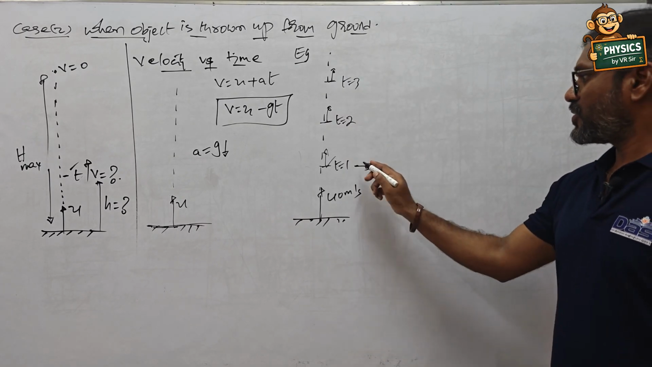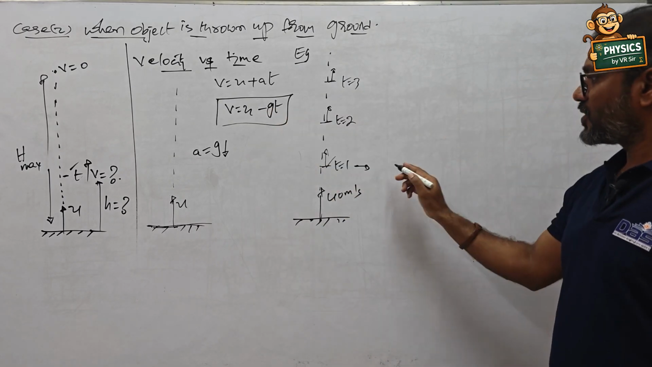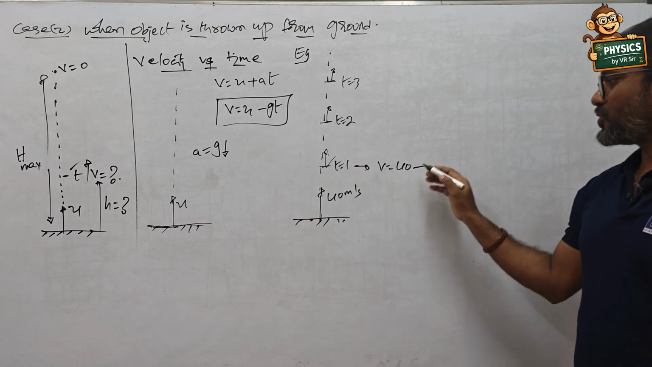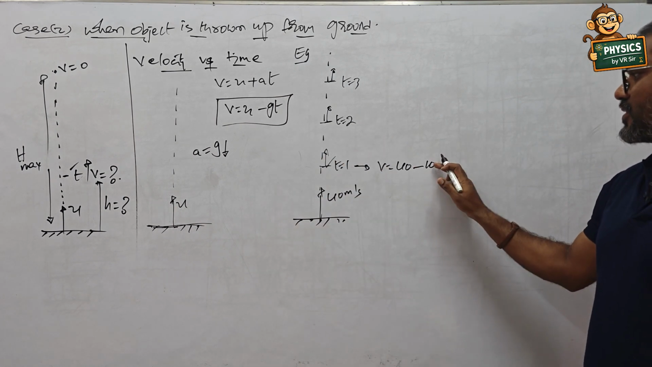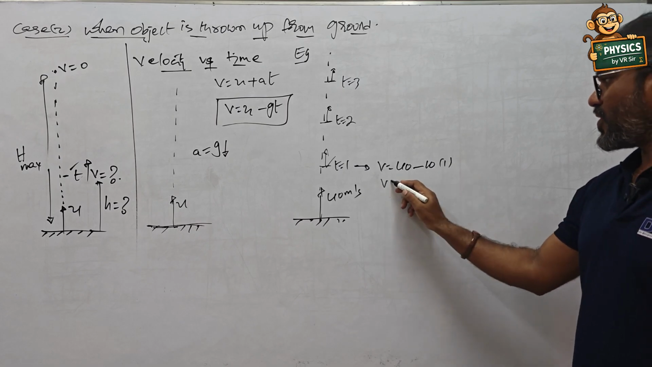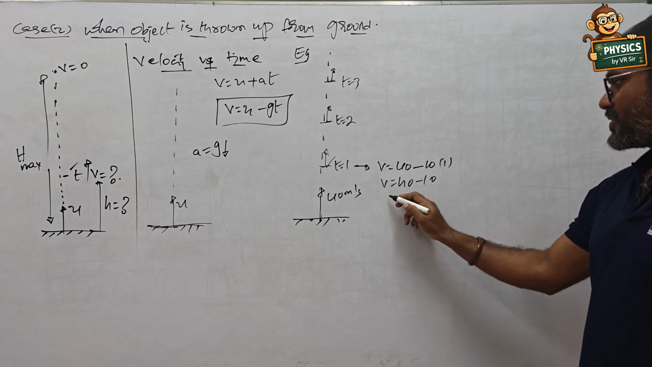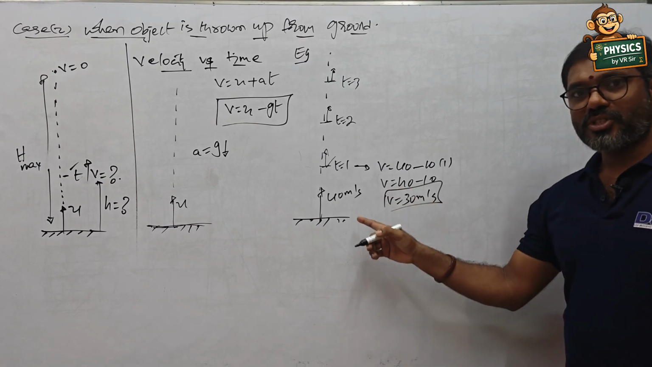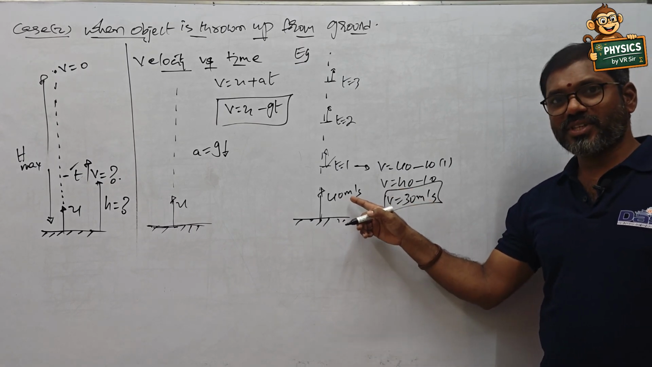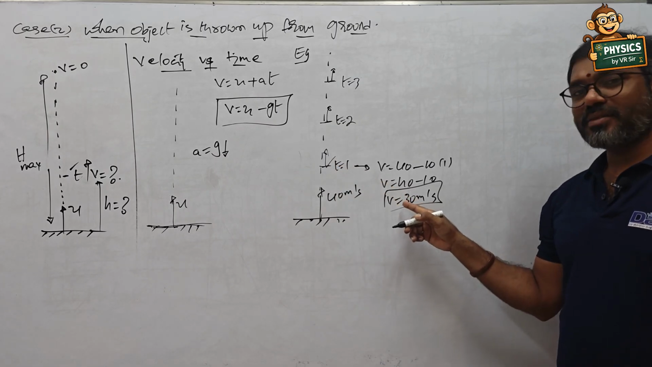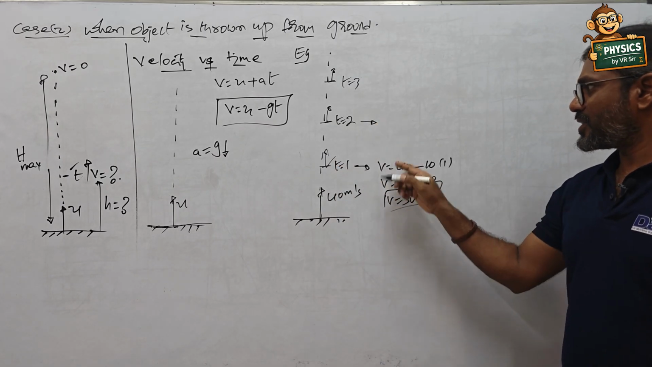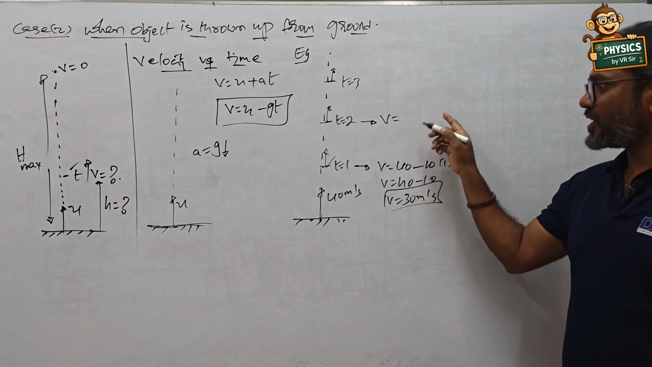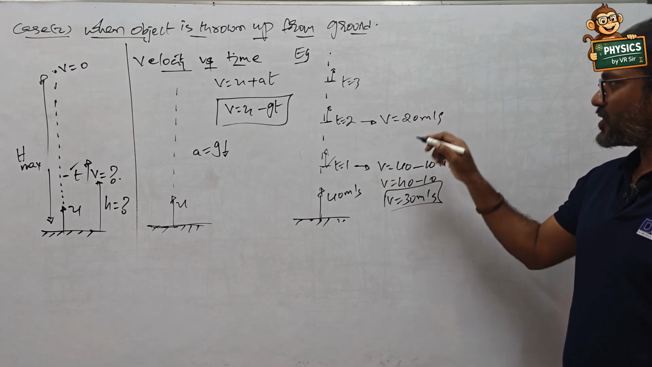If you substitute here, look at this. v is equivalent to, what is the initial velocity? 40, minus, what is the acceleration due to gravity? You are substituting 10 into 1. So v is equivalent to 40 minus 10, which is 30 meters per second. Once the object is thrown up with velocity 40 meters per second, after 1 second its velocity is 30 meters per second. With the same explanation, v is equivalent to 40 minus 10 into 2, 40 minus 20, which is 20 meters per second.